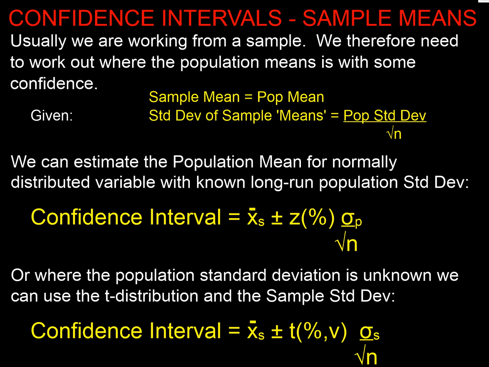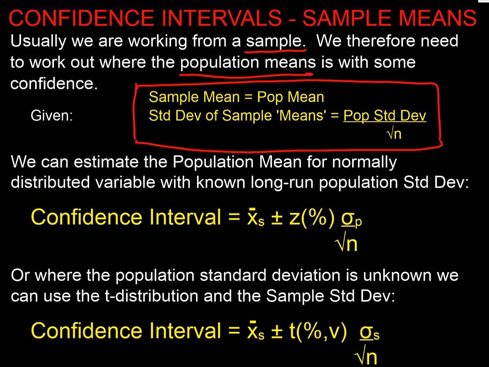Hello, quick video on confidence intervals and how to use them with sample means to estimate the position of the population mean. Quite a lot of the time we're only working with a sample, and we want to use our sample mean to find out what our population mean is. We're going to use these useful properties, which we derived in a separate video: the sample means tend to be the population mean, but the standard deviation of the sample means is going to be the population standard deviation over root n.